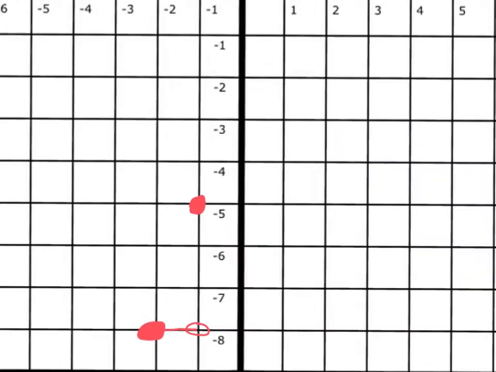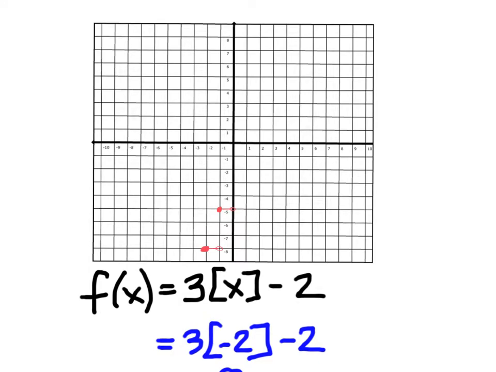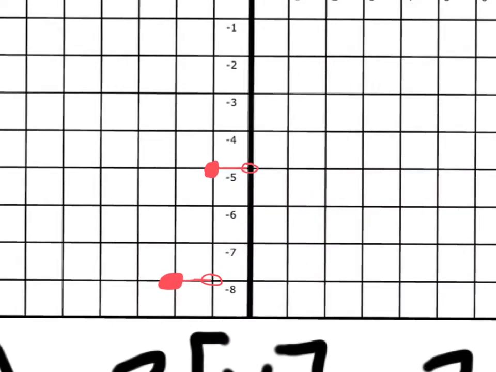And whatever I put in between negative 1 and up to and not including 0 is still going to take me this far down. So I'm going to go over and not include the 0. Yes, this went up by 3. From here up to there, that is 3. This is negative 8, this is negative 5.